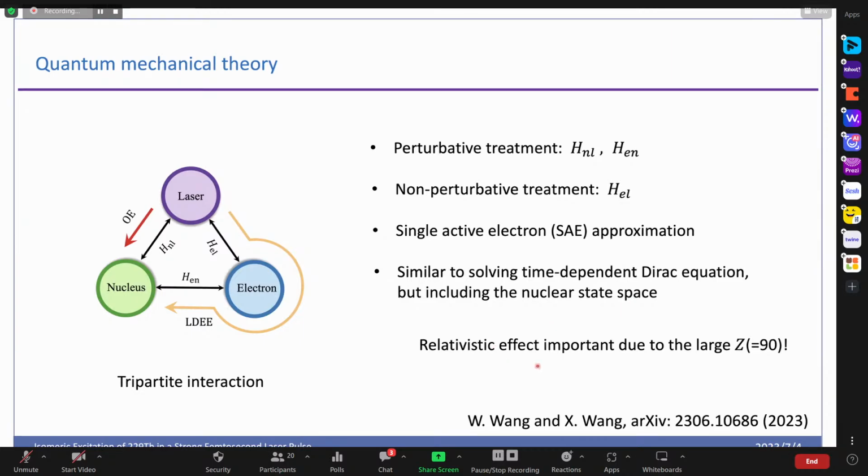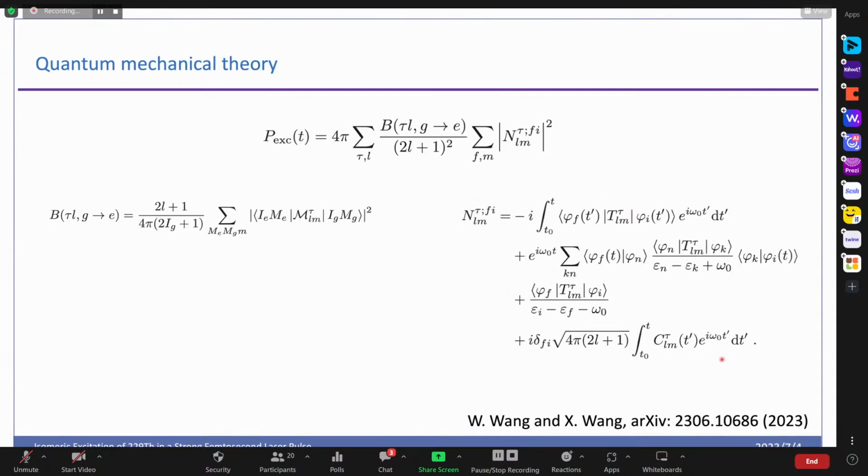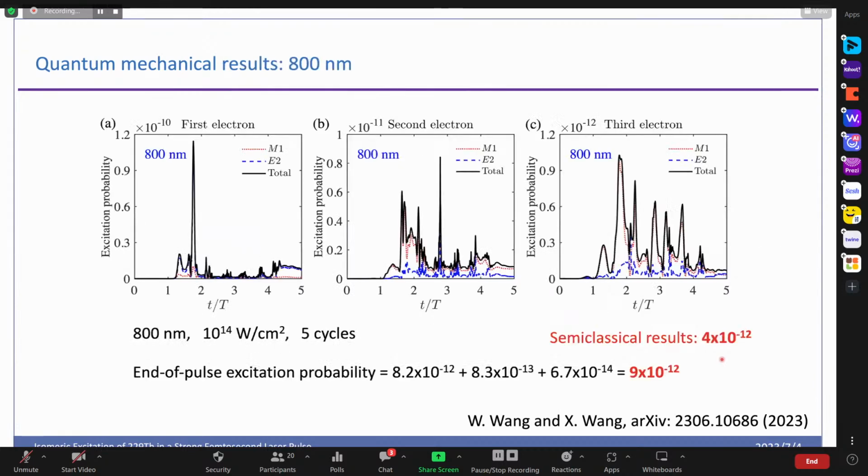Relativistic effect is important due to the large Z, which is 90 for thorium 229. Without going to the details of the formulas, I just show a few results. The first result is for 800 nanometer. We have the same peak intensity of 10^14 watts per square centimeter. But here we use a much shorter pulse because this calculation is very difficult.